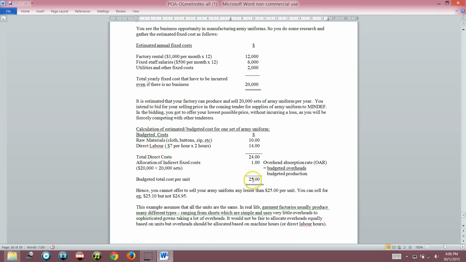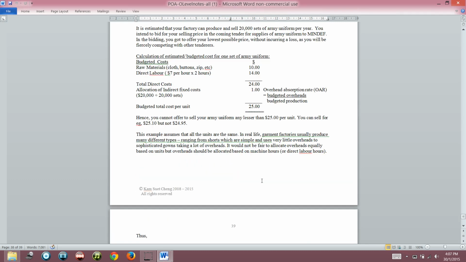So you cannot sell below cost, and you must realize that you must calculate your cost per unit accurately, because in the bidding environment, there will be lots of suppliers going for the bid, tendering for the contract, and it's going to be very competitive. So I have to accurately calculate my cost per unit, and I will make sure that no matter what, I have to sell or offer to sell the army uniform above $25. It can be $25.01, yeah, but it cannot be less.